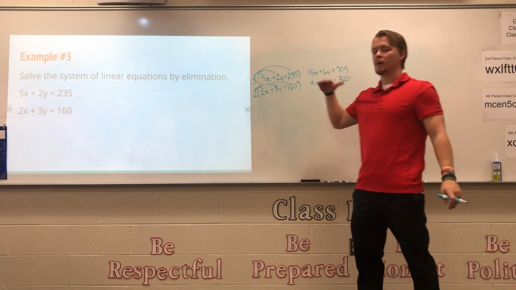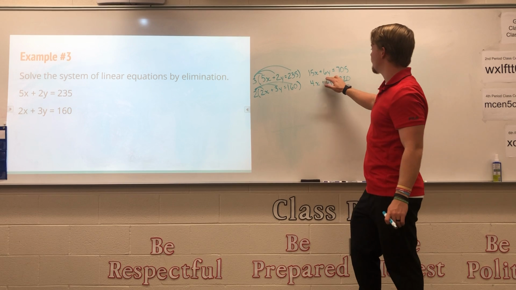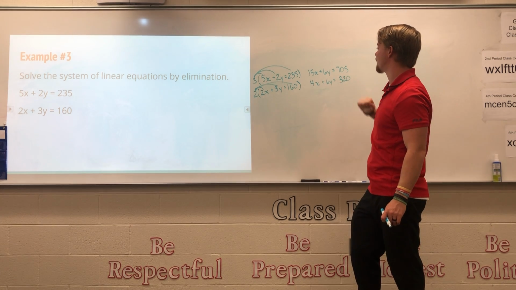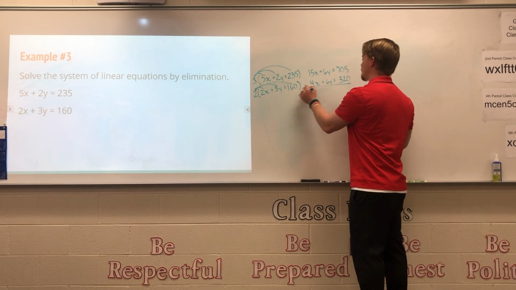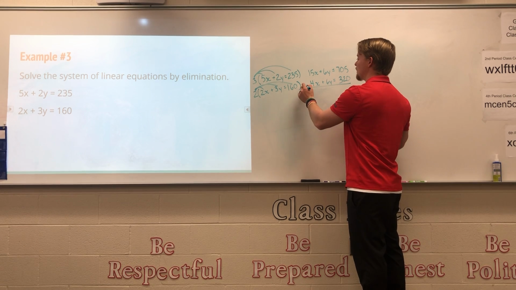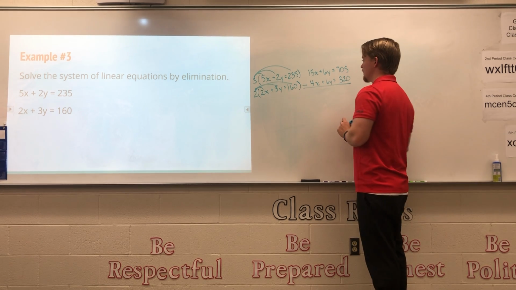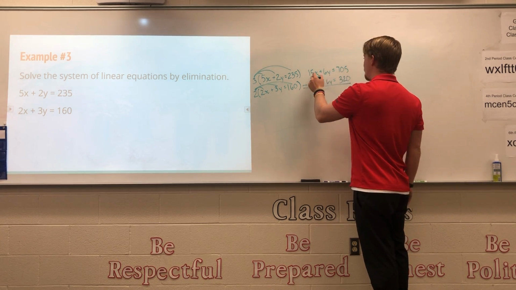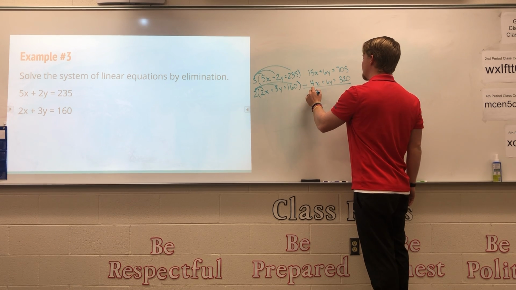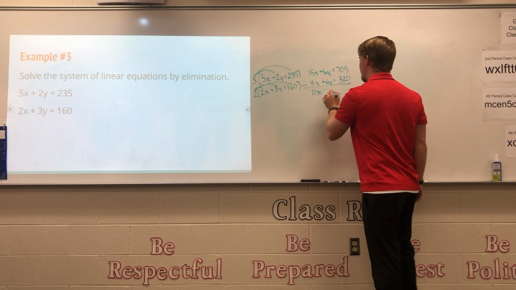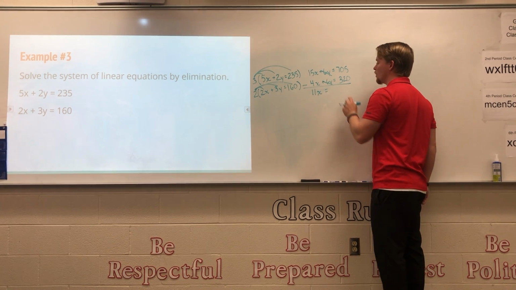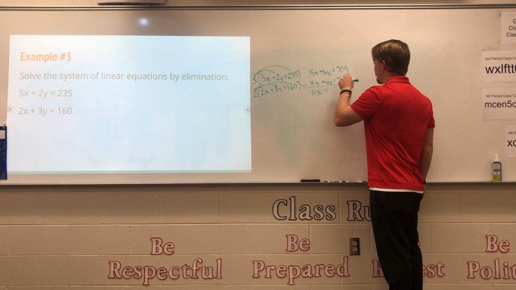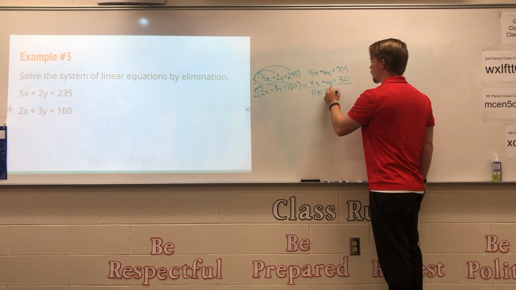So once I multiply both by a constant, I now have the same coefficient for my y's. So if I have the same coefficient, to eliminate them, I subtract. So then I'm just going to go part by part. 15x minus 4x is 11x. 6y and 6y cancel, so 11x equals 705 minus 320 is 385.